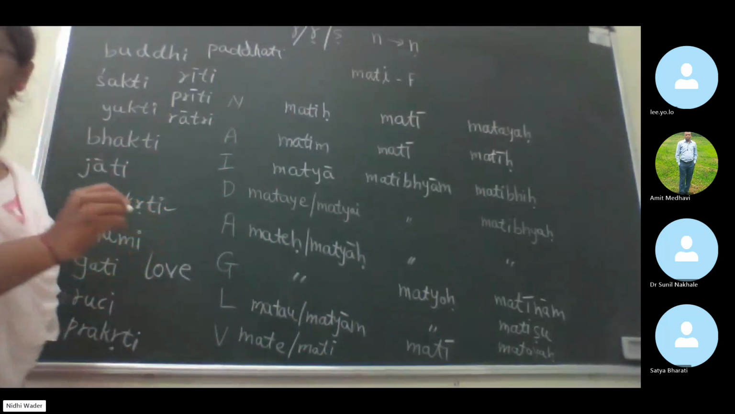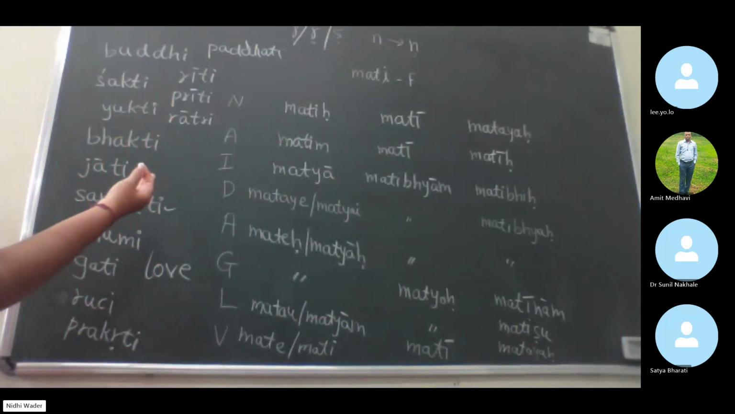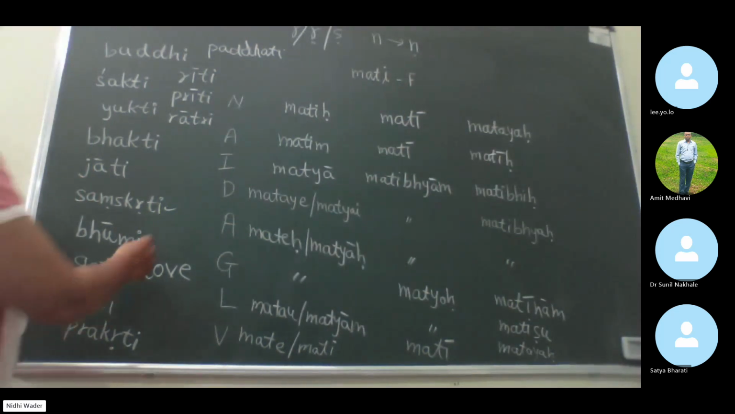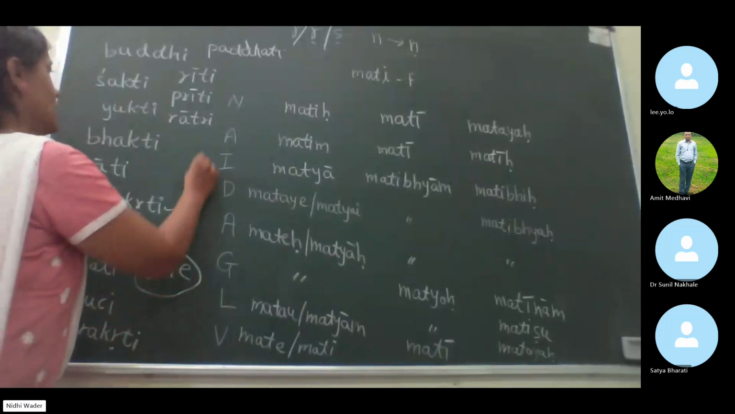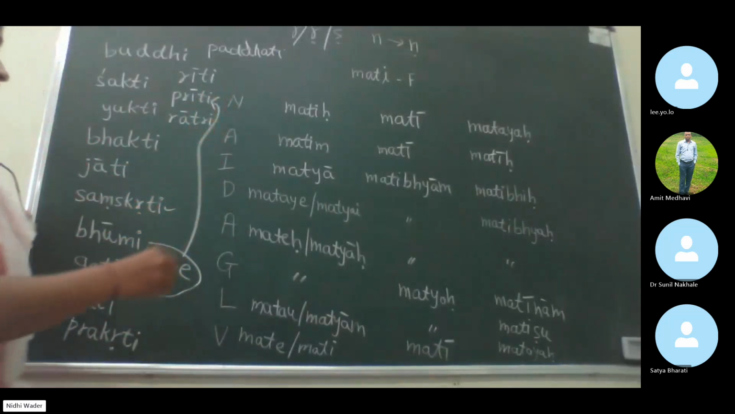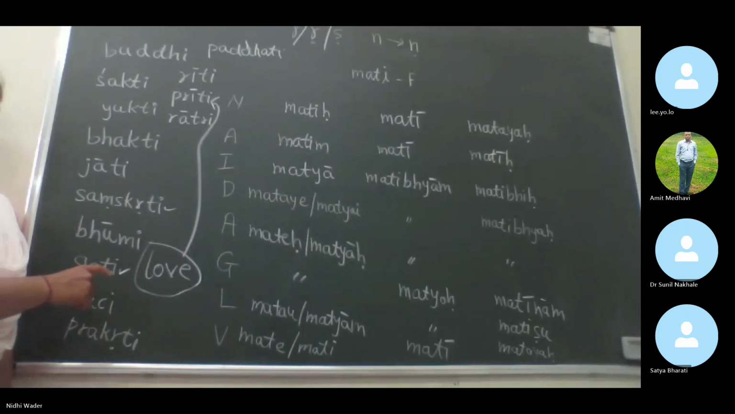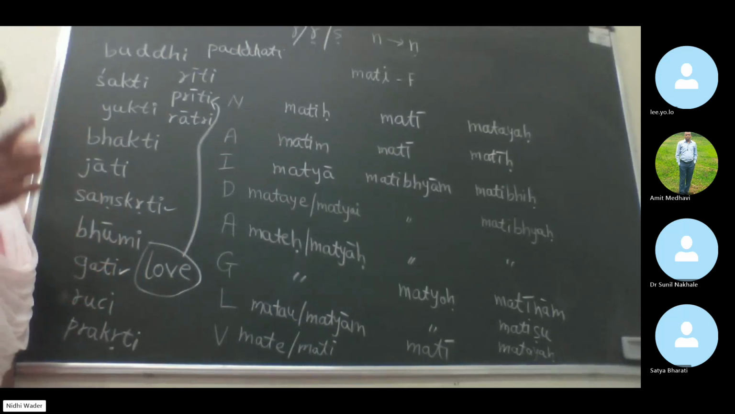Sanskrit, okay. Yati. Where is Yati? Yati is not there. Yati was there. Where is Yati? Jati. No, Yati. This is not meaning of. Meaning of love is here. I choose Gati. Okay, Sanskrit is gone. Gati is gone. Gati meaning reason.